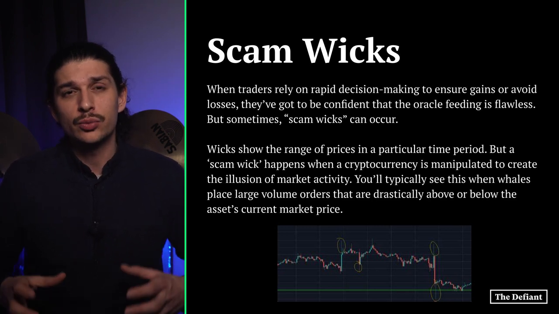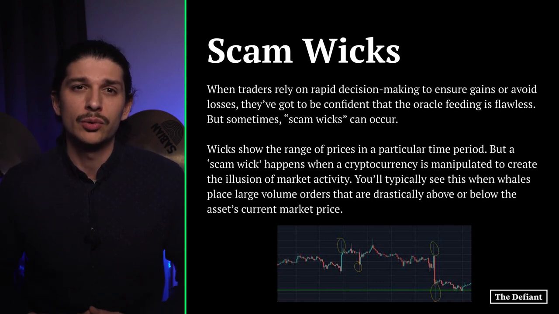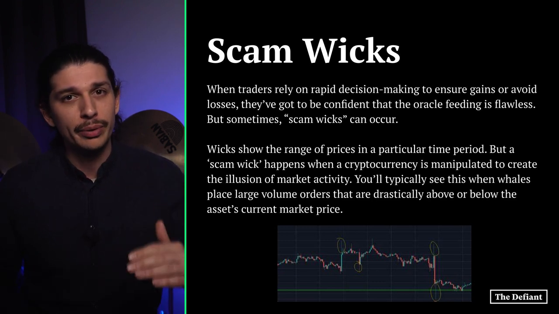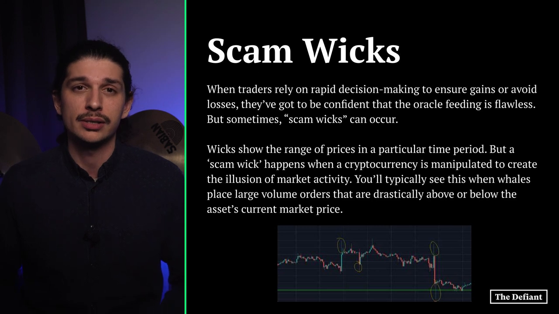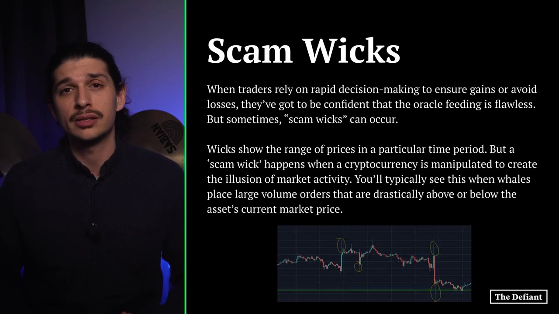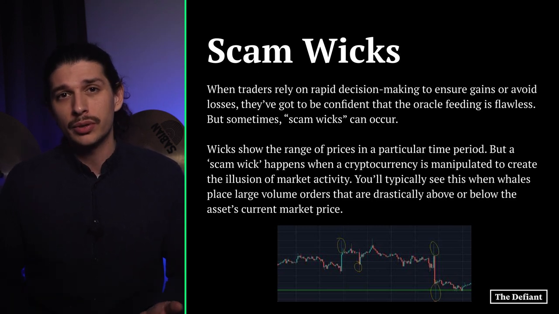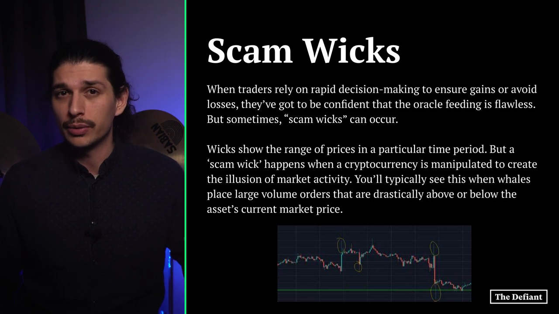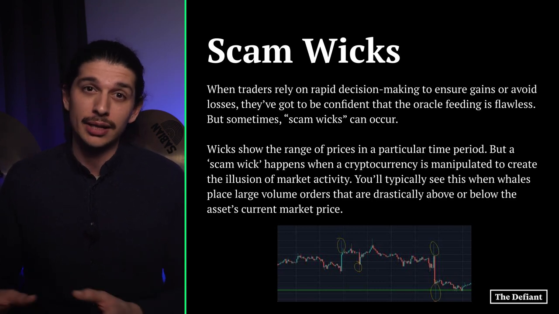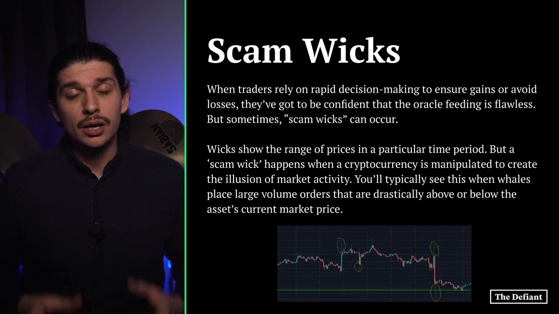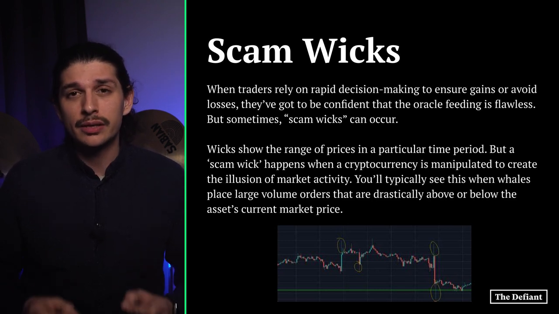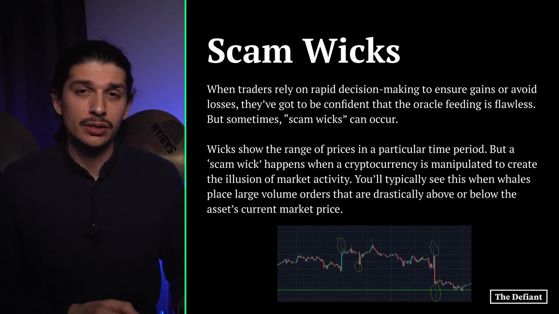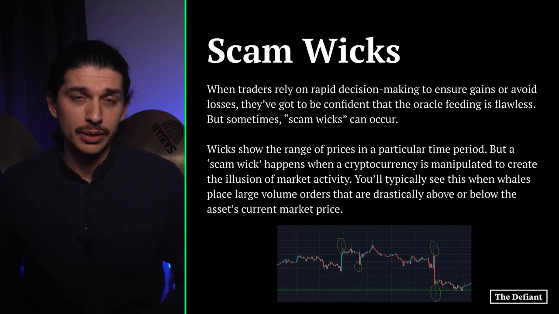You'll typically see this when whales place large volume orders that are drastically above or below the asset's current market price. Consequently, this manifests as a scam wick to trigger stop losses or artificially drive up the price, enabling the whale to sell at this higher price. GTrade's customized Chainlink oracle is specifically tuned to filter scam wicks to prevent that form of market manipulation.